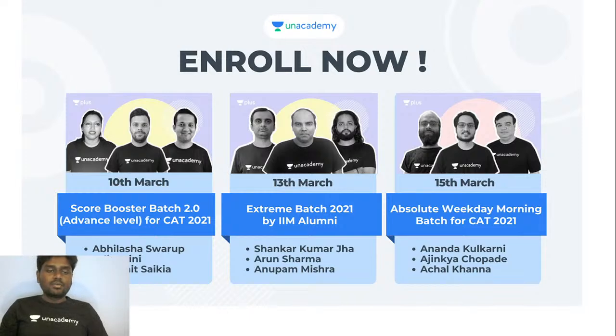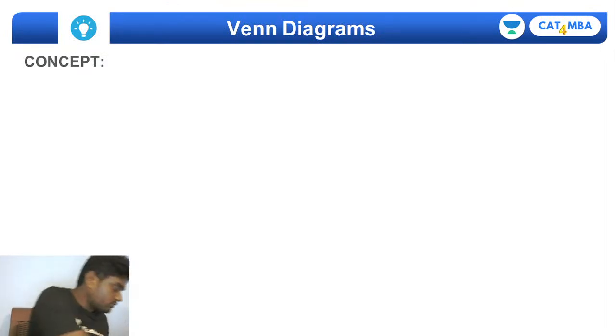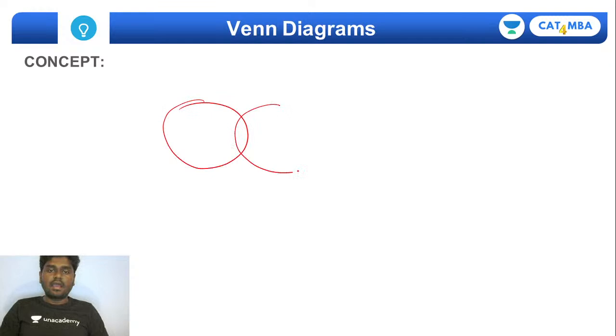So with this short introduction, let me just take you to the concept of Venn diagrams. Right. So when it comes to Venn diagrams, we'll be using the concept of, let's say if this is A, this is B, two circles which are interconnected, and this part is actually called A intersection B.